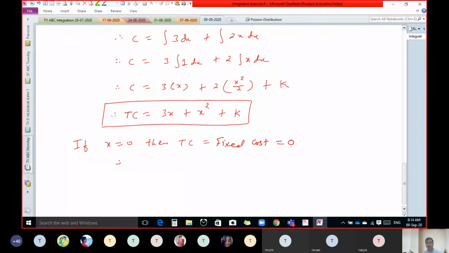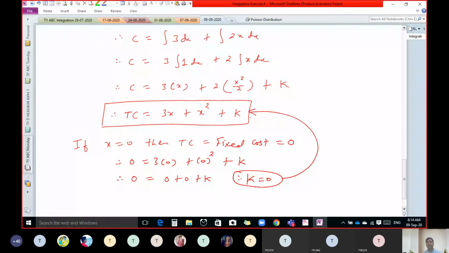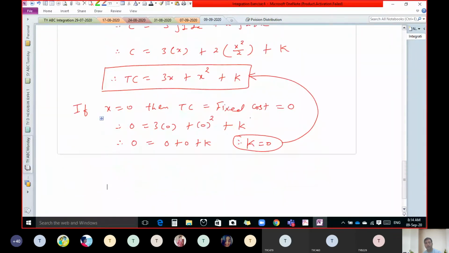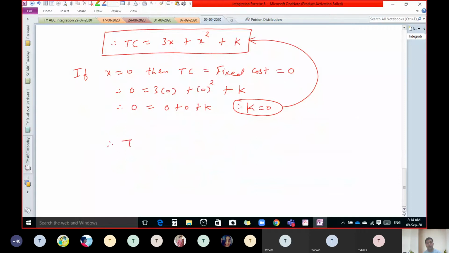So our total cost becomes 0 when x is 0. So total cost is 0: 3 into 0 plus 0 square plus k. And this is 0 equals 0 plus k. So once again we get k equal to 0. See, every time we don't get 0, please bear in mind. Now put that here. So what is your total cost? Therefore total cost equals 3x plus x square plus 0, meaning total cost equals 3x plus x square. This is our equation 2.